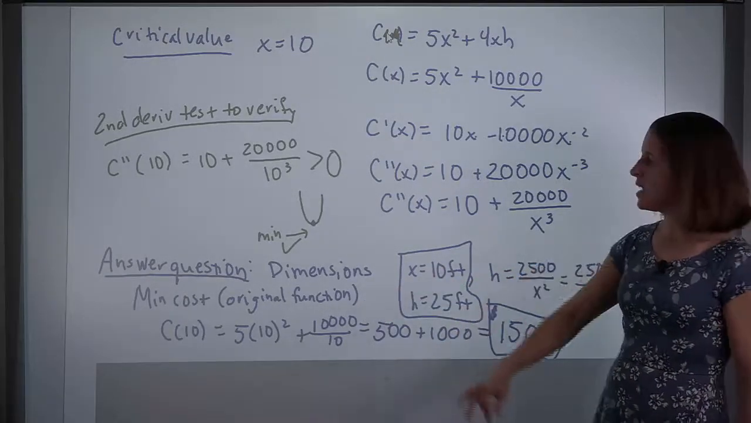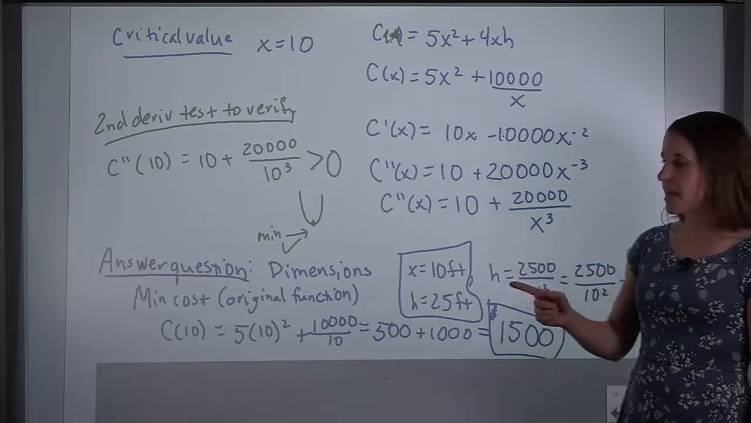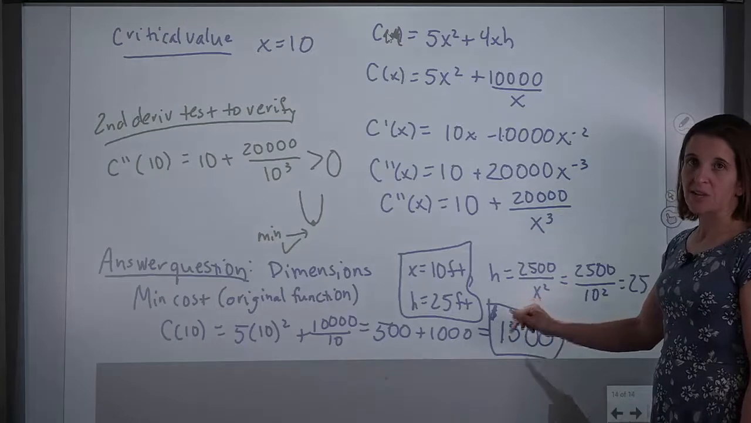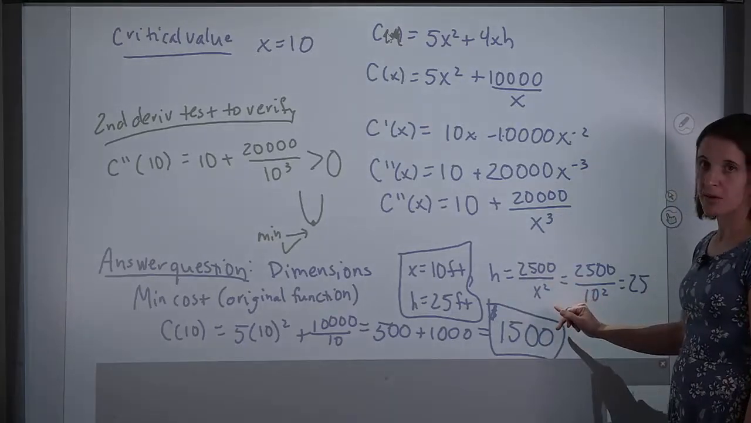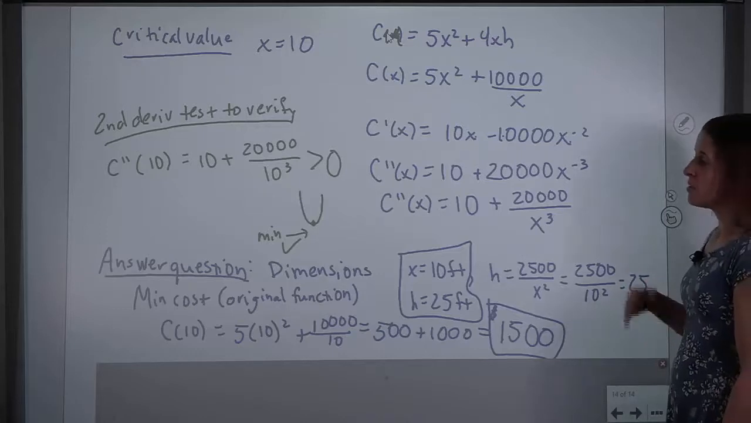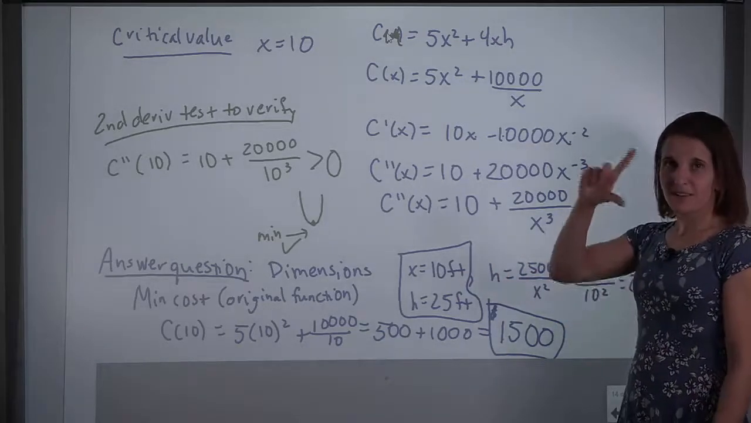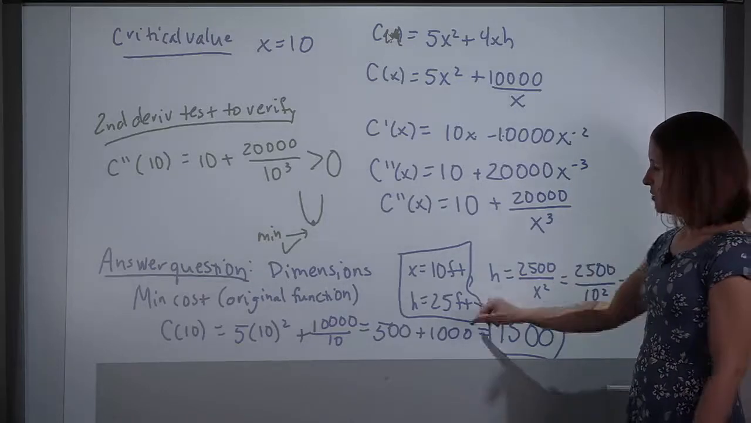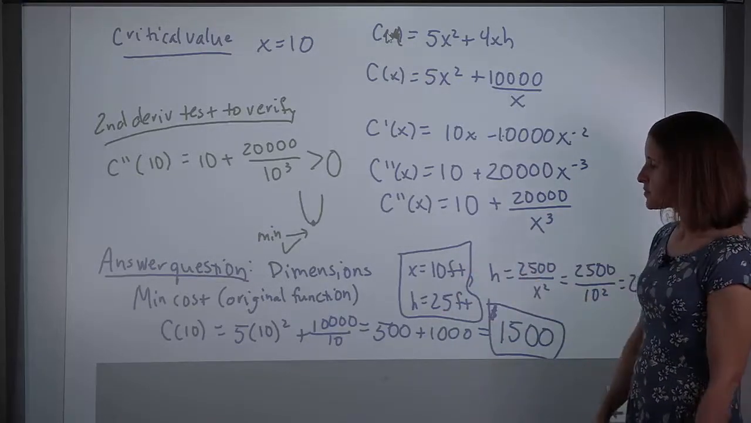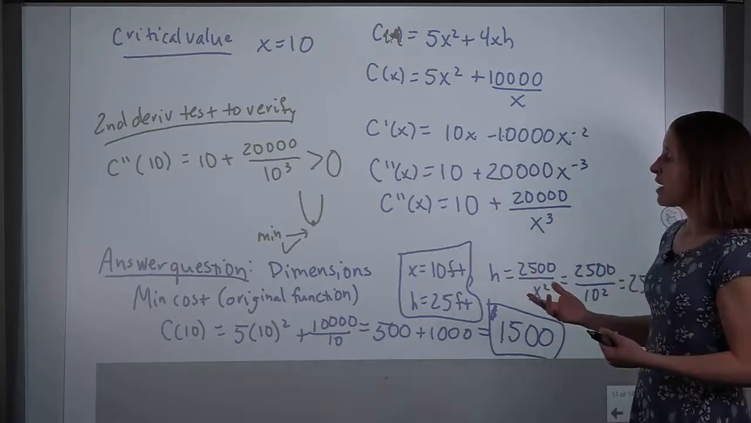Now, I think the question actually only asked me for dimensions. I just did an add-on. So the dimensions, remember, we found x was 10, and somewhere else on our page, we had already solved for h. h was 2,500 over x squared, so 2,500 over 10 squared, and we get 25. So my dimensions are that the bottom should be 10 by 10, and then the up and down was 25 feet there.